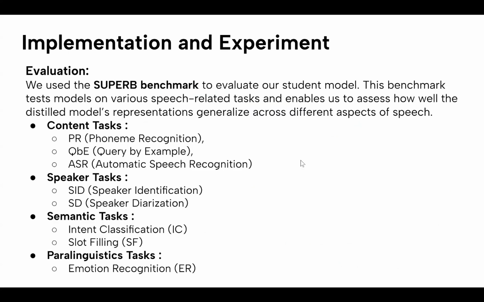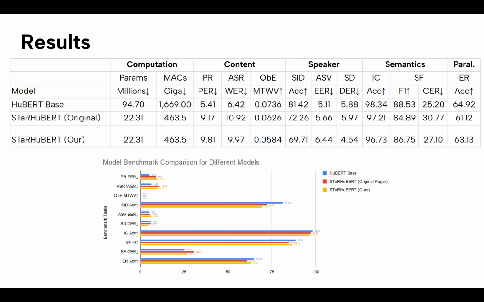We use the SUPERB benchmark to evaluate our student model. This benchmark tests the models on various speech-related tasks and enables us to assess how well the distilled model representations generalize across different aspects of speech. Here we list all the evaluation tasks. Then we can see the metrics for each task. We have underlined our results and those from the original paper. This shows our results are very similar to those in the original paper.